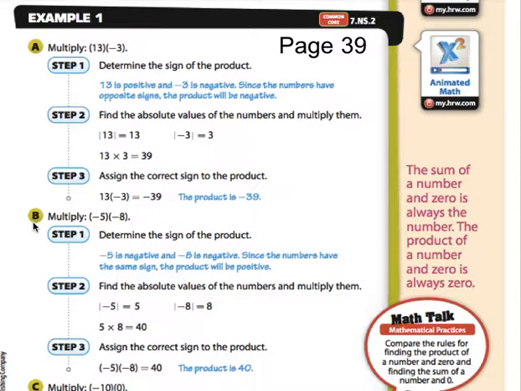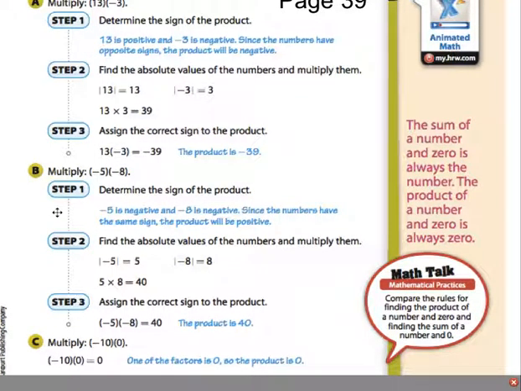B, multiplying negative 5 times negative 8. Step 1, determine the sign of the product. So negative 5 is negative and negative 8 is negative. Since the numbers have the same sign, the product will be positive. So you're multiplying two negative numbers together, so your answer is going to be positive. Step 2, find the absolute values of the numbers and multiply them. So the absolute value of negative 5 is 5, and of negative 8 is 8. So we basically just take the numbers as 5 times 8. 5 times 8 equals 40.